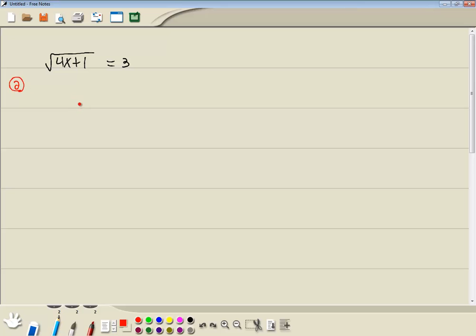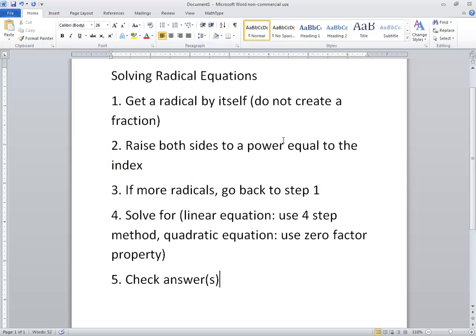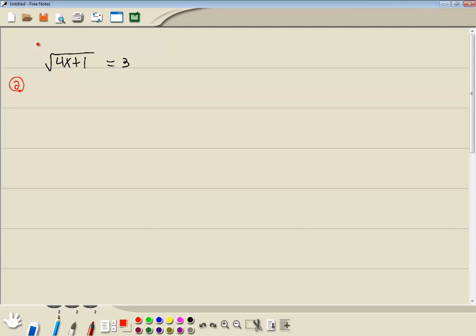Step 2 is to raise both sides to a power equal to the index. Now the index is whatever number's in this slot right here. And remember, if there is no number in that slot, it's by default 2. So in this one, we're going to square both sides. So we got square root of 4x plus 1 to the second power is equal to 3 to the second power. Now, whenever your index matches the power you're raising it to, they cancel each other away. So we got 4x plus 1 is equal to 3 squared, which is 9.